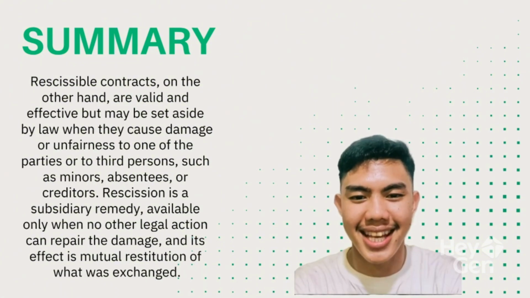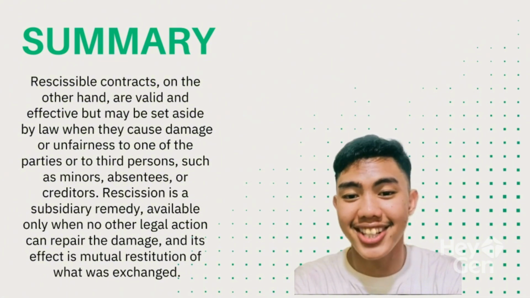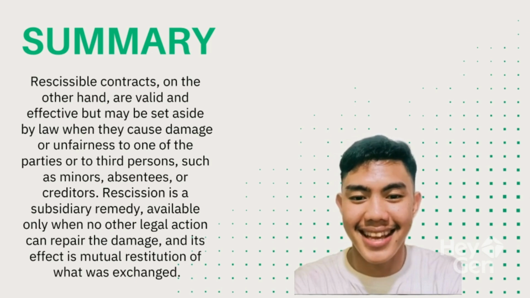Rescissible contracts, on the other hand, are valid and effective, but may be set aside by law when they cause damage or unfairness to one of the parties, or to third persons, such as minors, absentees, or creditors. Rescission is a subsidiary remedy, available only when no other legal action can repair the damage, and its effect is mutual restitution of what was exchanged.